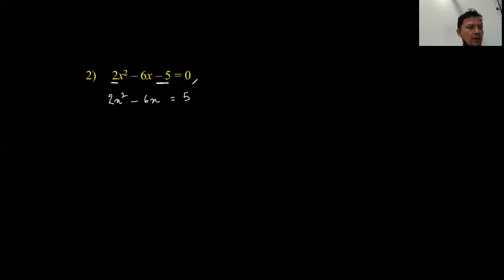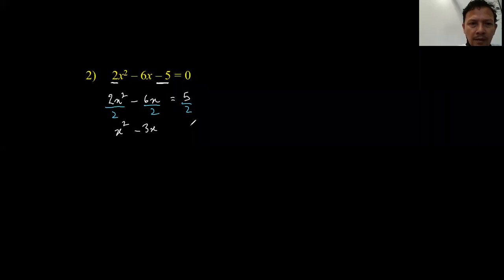And now, because there is a coefficient of 2 in the x squared term, let us divide all the terms by the coefficient of x squared, which is 2. So now when we divide 2x squared by 2, we are left with x squared, minus 6x divided by 2 is minus 3x, leaving some space, equal to 5 over 2.